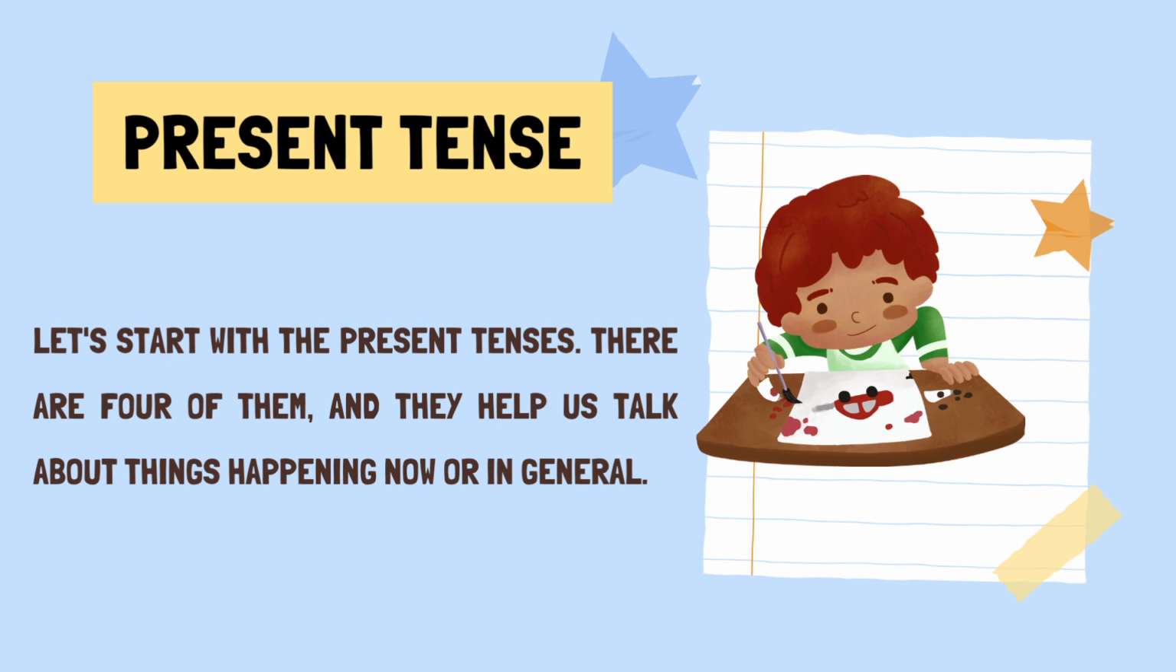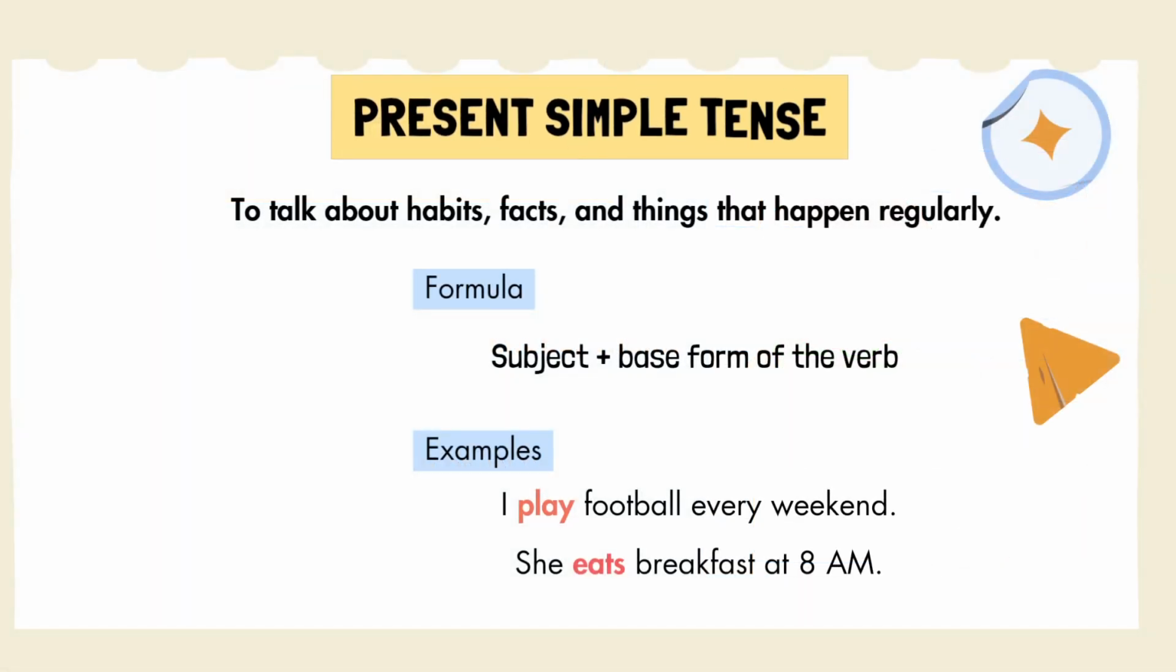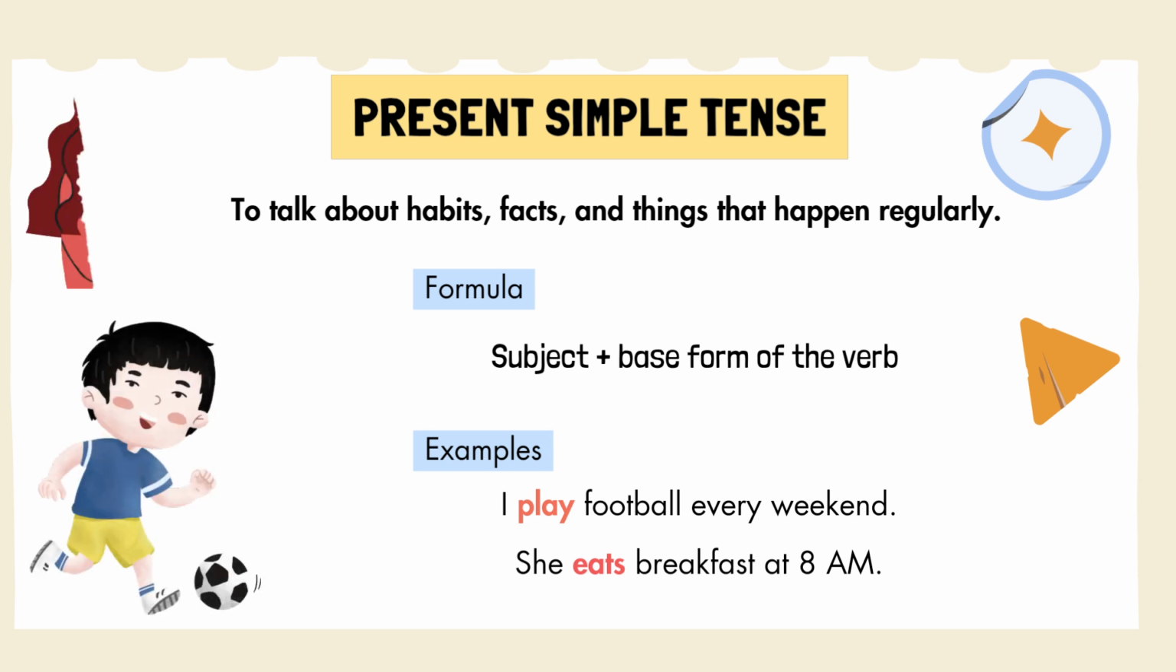There are 4 of them, and they help us talk about things happening now, or in general. First up, present simple. We use this tense to talk about habits, facts, and things that happen regularly. Formula is subject plus base form of the verb. For example, I play football every weekend. She eats breakfast at 8 a.m. See? It's simple, just like the name suggests.